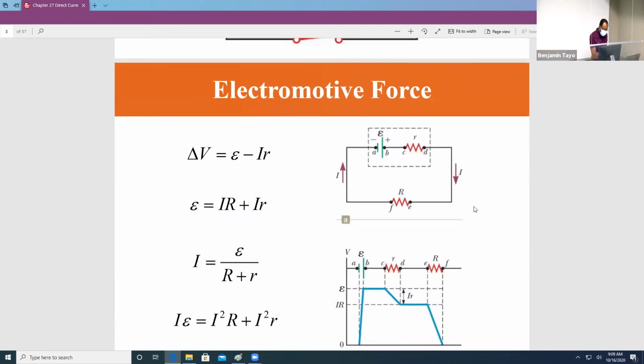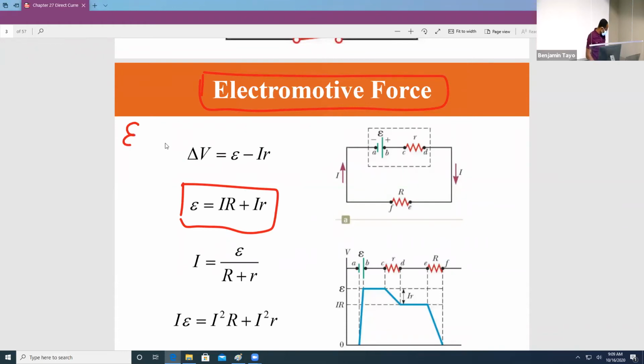By definition, the electromotive force is given by this equation here. This symbol is called epsilon, and we're going to use it to represent the electromotive force. So let's try to understand what this electromotive force is.